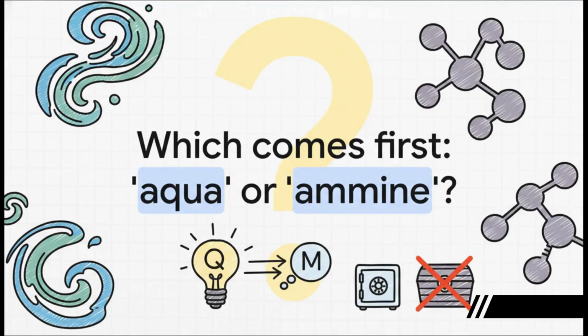Okay, quick mental check. Pause right now and think about this. You have aqua and amine. Which one goes first? Well, both start with A, so we look at the second letter. M in amine comes before Q in aqua, so amine comes first. If you got that, you've just dodged a bullet.